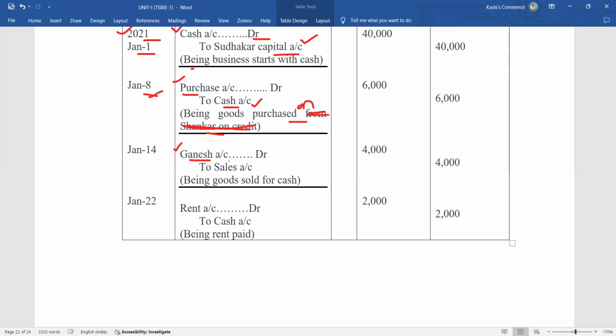Ganesh is a receiver. Debit is the receiver, credit is the giver. So Ganesh is a receiver from the business point of view, that is why he is a debtor, and we have to record his account on the debit side. As per nominal account, sales is the income to the business entity, so we record it on the credit side. Okay, Ganesh account debit to sales account.